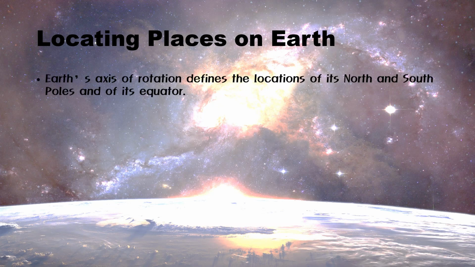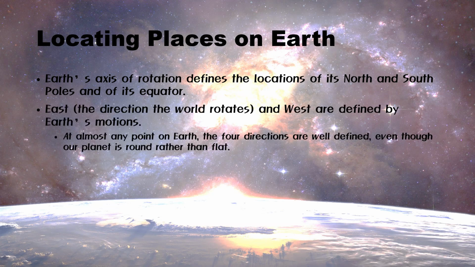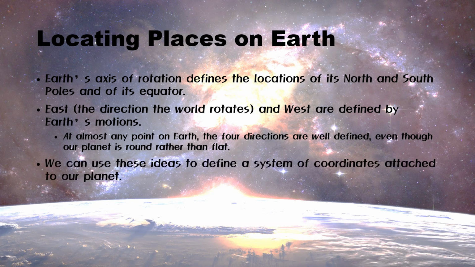Well, on Earth, Earth's axis of rotation defines the locations of its north and south poles and also the equator. East, which of course is the direction that the Earth rotates, and west are defined by the Earth's motions. At almost any point on Earth, the four directions are well defined, even though our planet is round rather than flat. Our maps are flat because they're relatively two-dimensional. But again, we're trying to put a three-dimensional surface onto a two-dimensional plane. But we can use our ideas of latitude and longitude to find a system of coordinates that are attached to our planet.